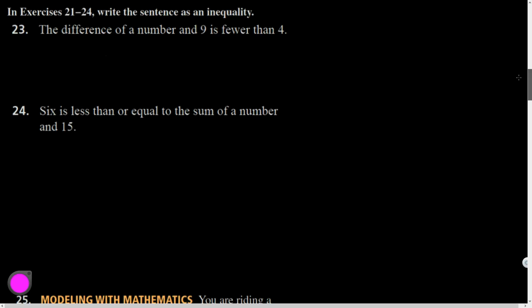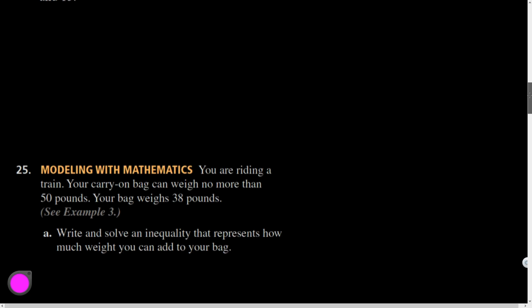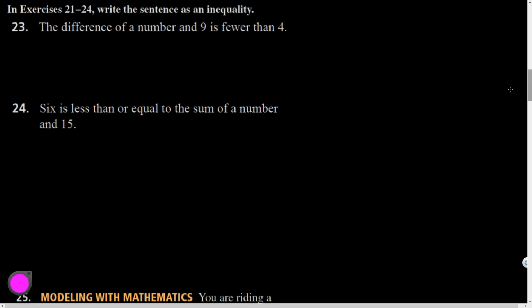All right, 23, 24. I think I'll skip 25. You can go check out one of my other videos for 25. Internet friends, we've got a half day here in present reality in Brattleboro, so I'm going to go a little faster today. All right, write the sentence as an inequality.